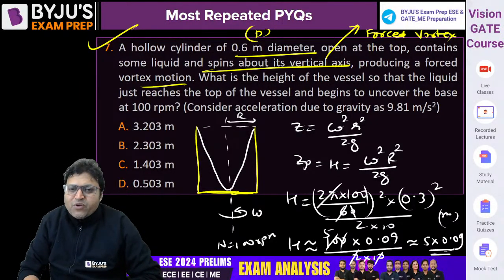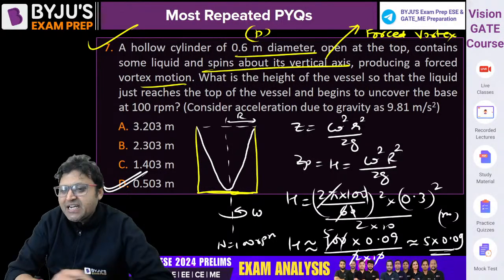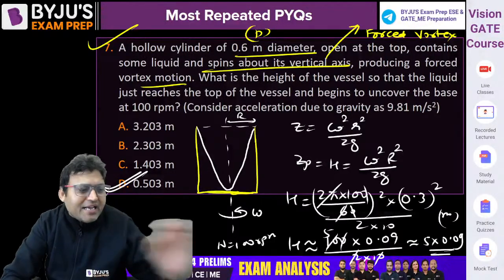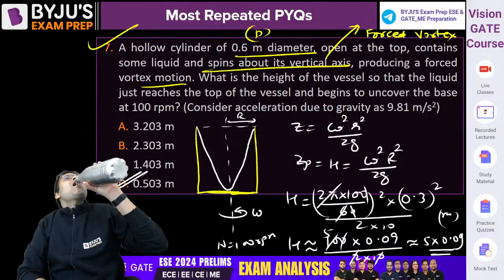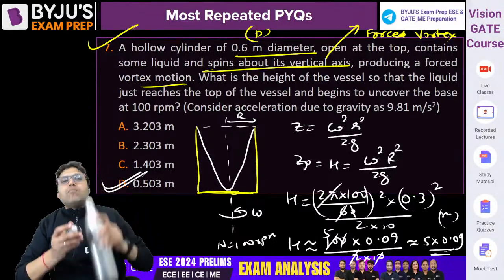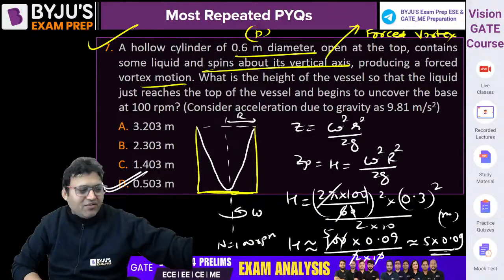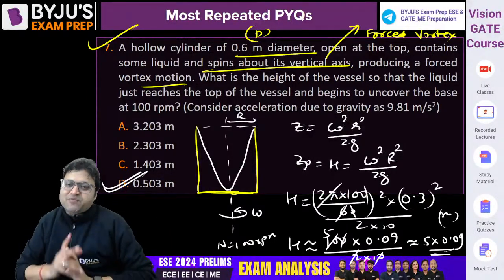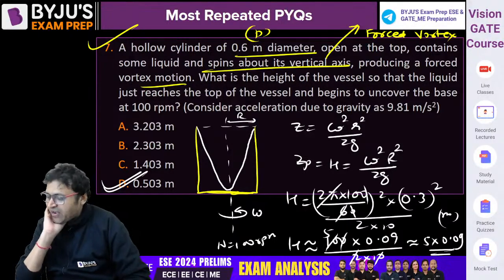It is around 0.45. Isn't it around 0.45? So the correct answer will be 0.503. The correct answer will not be 4.5, Shreyas. It will be 0.45, 5 into 0.09. It will be 0.45.